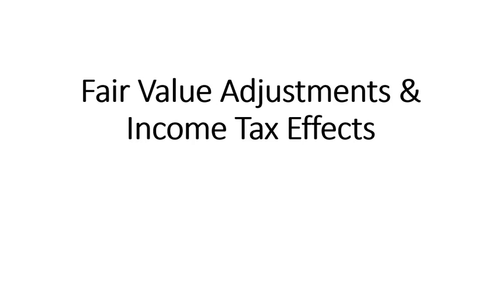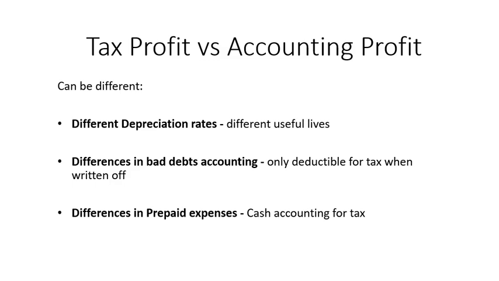Okay, so this video is going to cover fair value adjustments and income tax effects. So the first thing we're going to look at is the fact that tax profit can be different to accounting profit. There are three main reasons why this can happen. One is different depreciation rates.